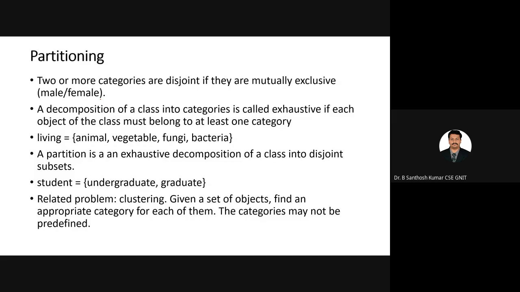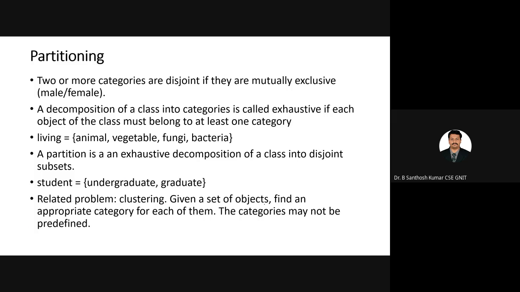For example, living: animals are living, vegetables are living, fungi or bacteria, or you can take humans. So all are living only. So a partition is an exhaustive decomposition of a class into disjoint subsets. You can easily categorize whether a student is a UG student, a PG student, or a PhD. That also you can easily categorize. Then the related problem is clustering.